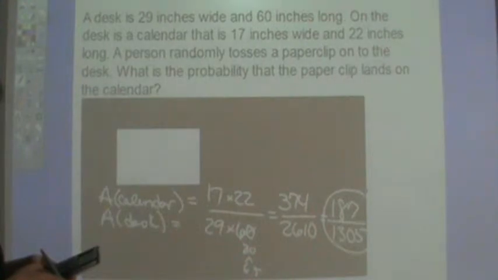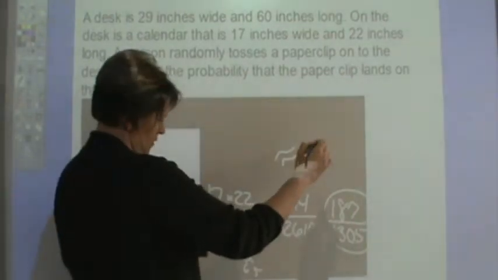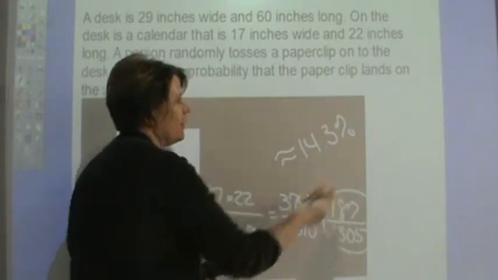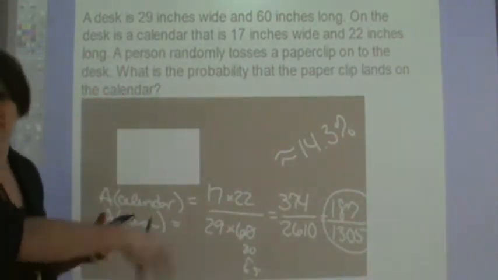And if we ask for that in a percent, I'm just going to divide those two numbers. So it's about 14.3%. So about a 14.3% chance that they would hit the calendar when they just randomly toss the paperclip.